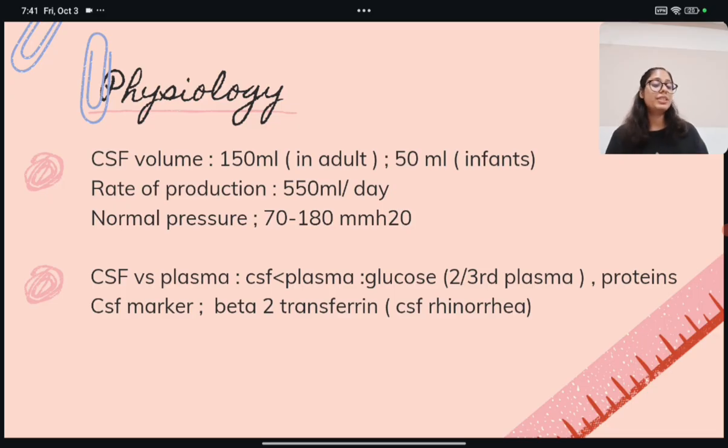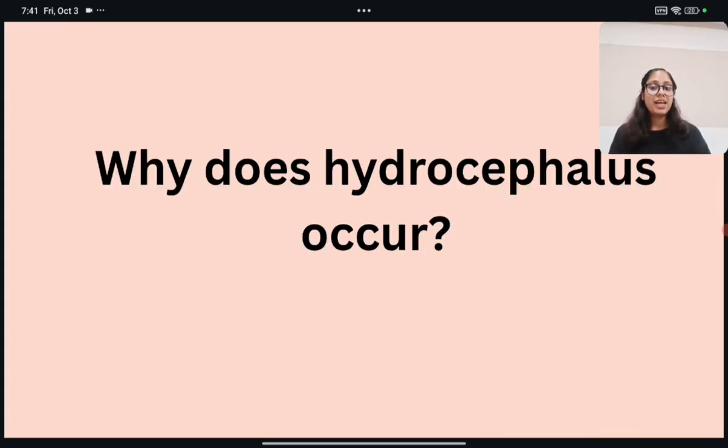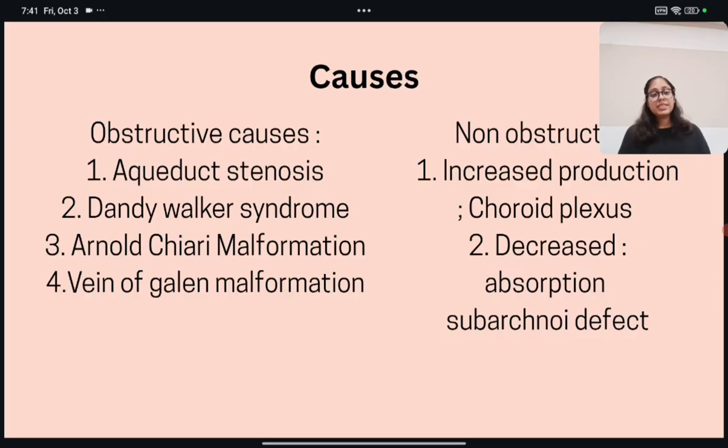To differentiate between these two, we use beta 2 transferrin to identify it. Now, why does hydrocephalus occur? To understand this, we should know the cause, right? What are the causes of hydrocephalus? First is the obstructive, and the other is non-obstructive.